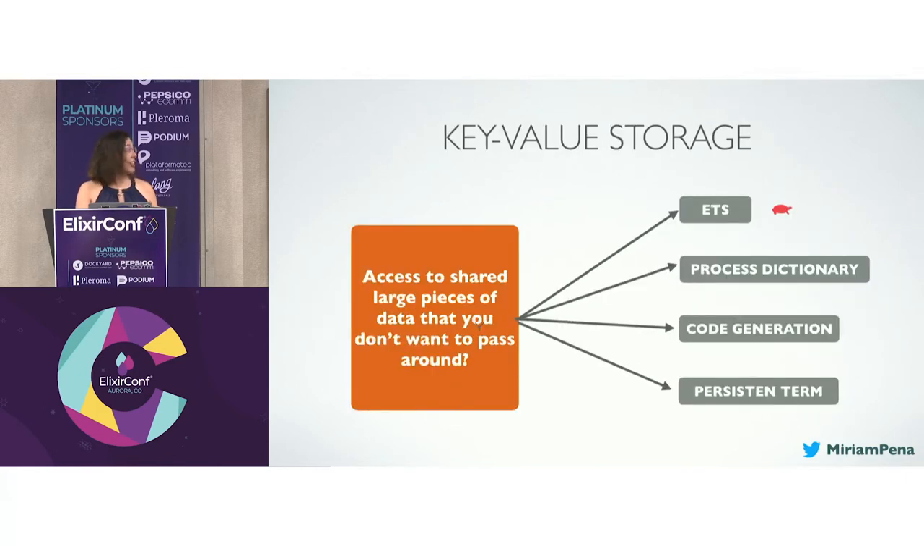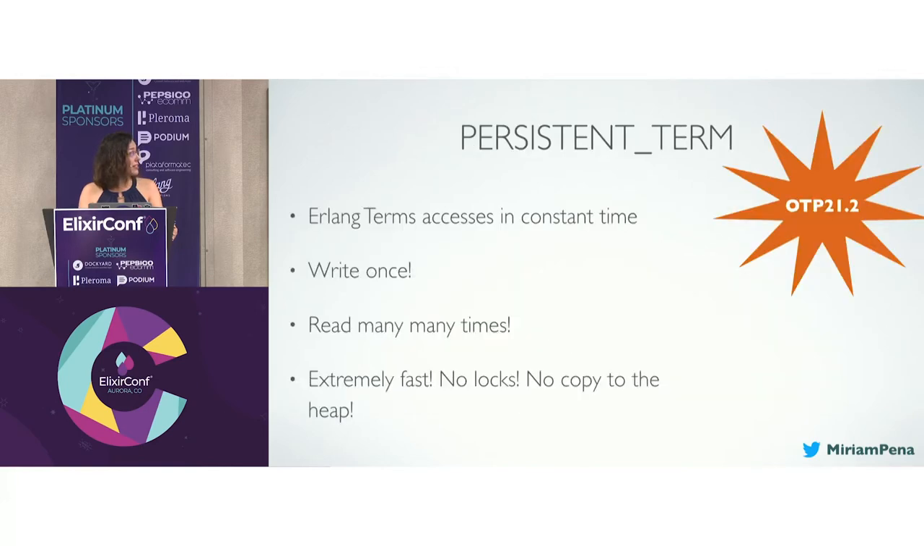But there is something amazing that was released in 21.3 called persistent term. And the idea is that you can avoid copying the terms and passing them between processes in some cases, in cases when you don't really change the data too much. Persistent terms give you access to Erlang terms in constant time. It's really highly optimized, no locks, no copy to the heap. You just read the data directly.